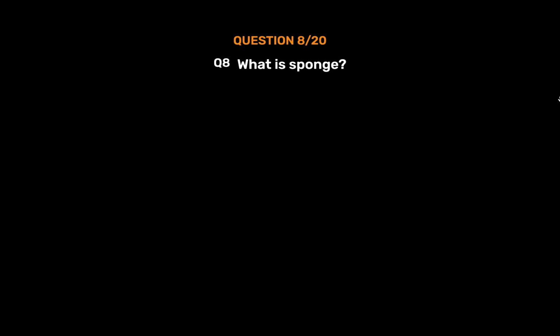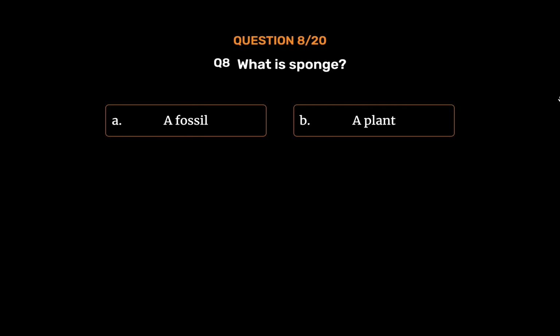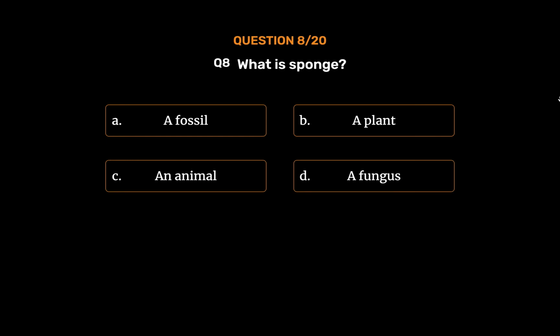Question number 8. What is sponge? Option A. A fossil. Option B. A plant. Option C. An animal. Option D. A fungus. The correct answer is Option C.